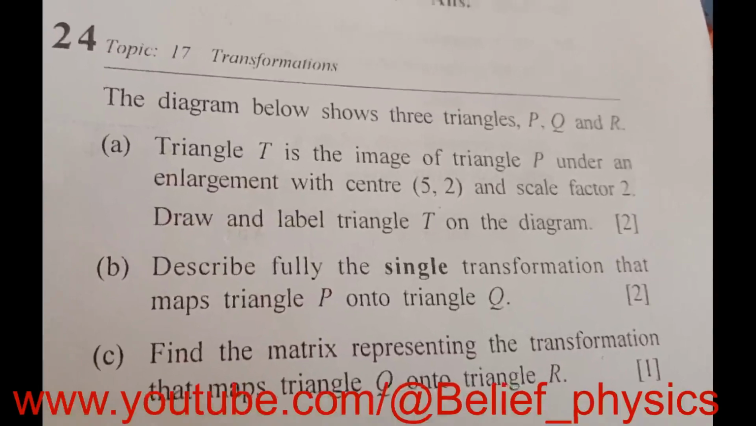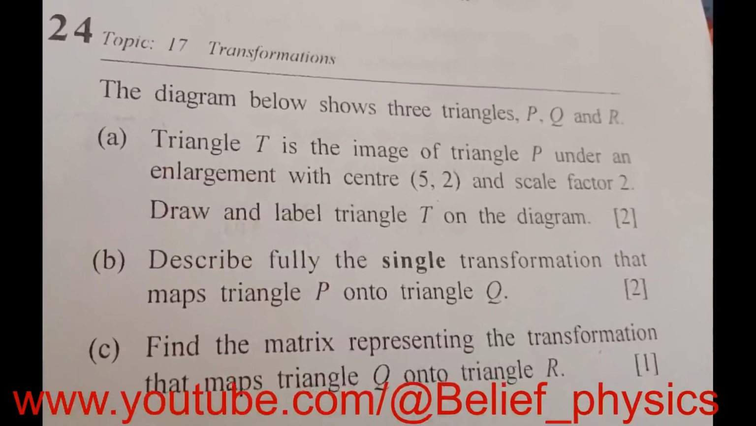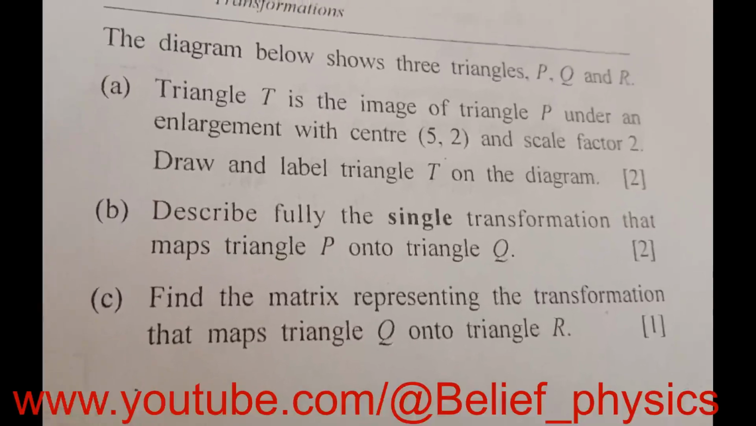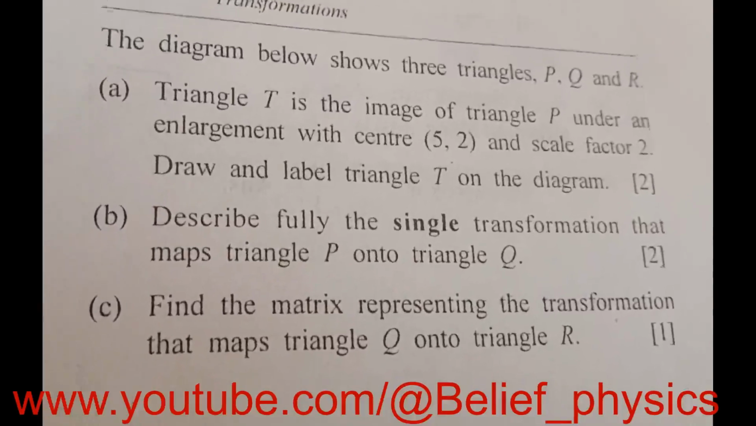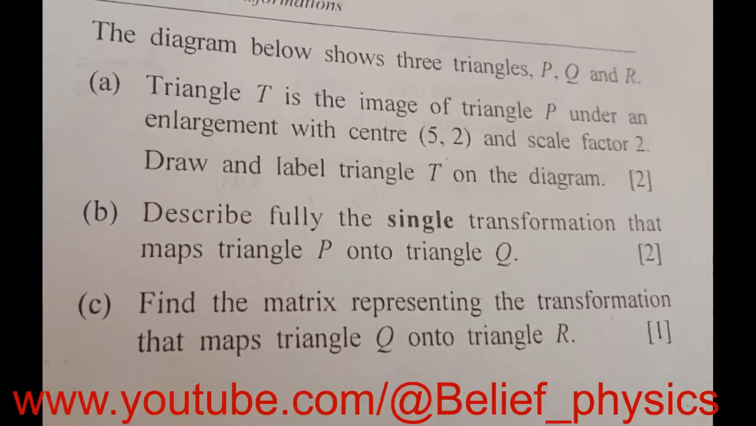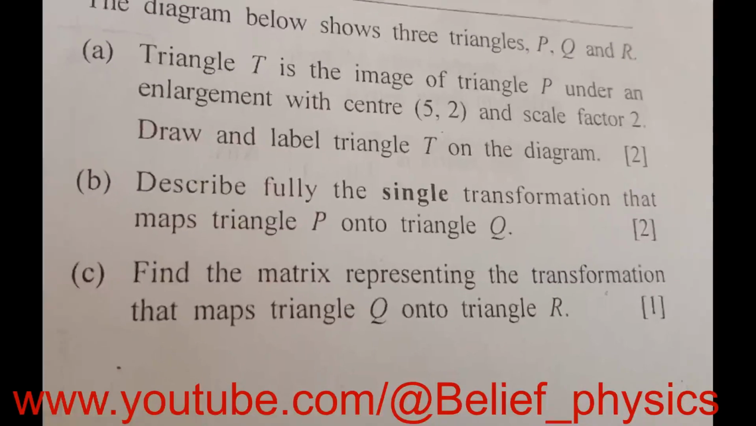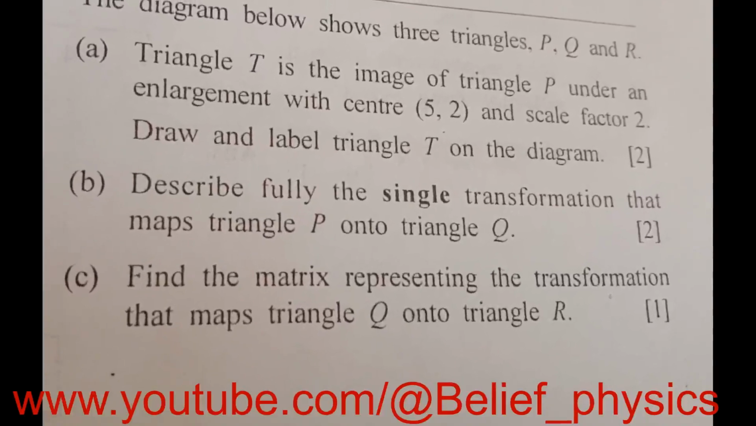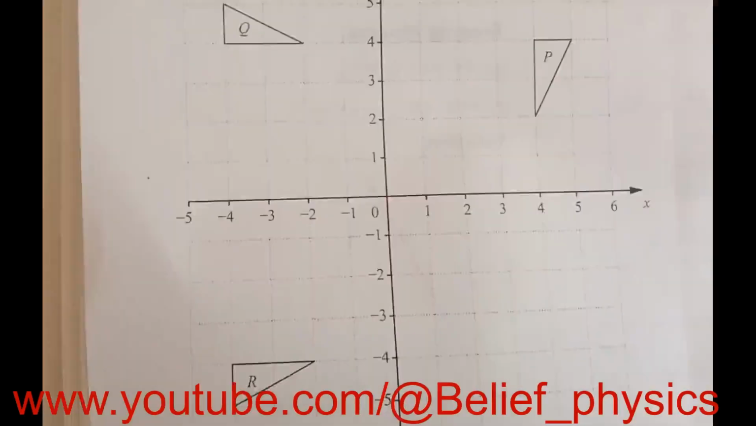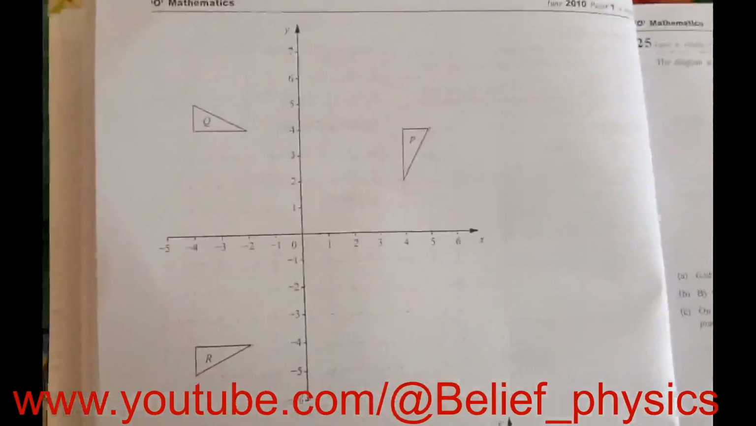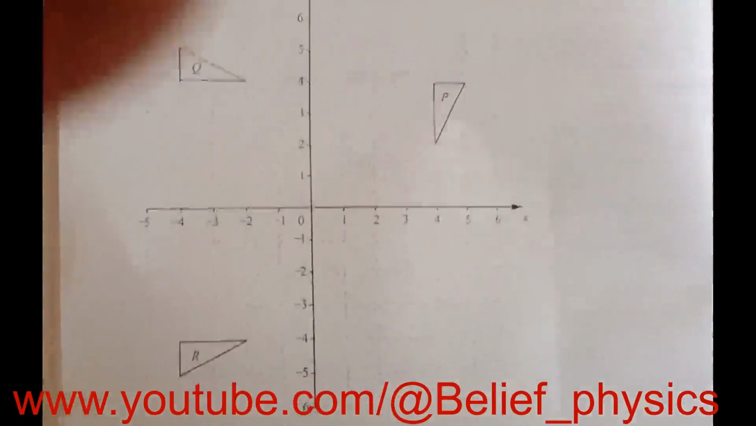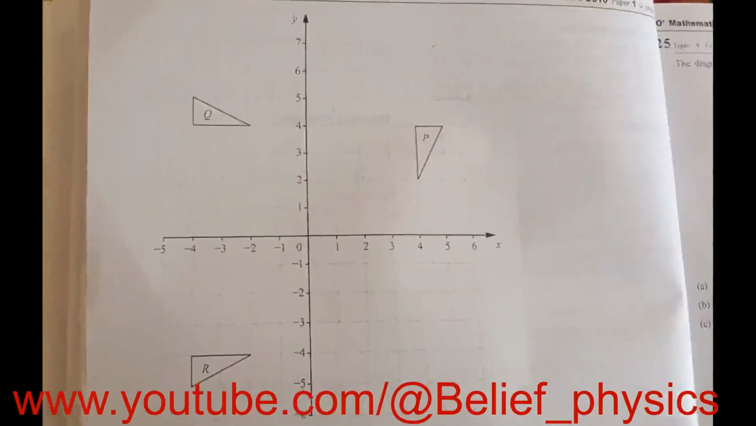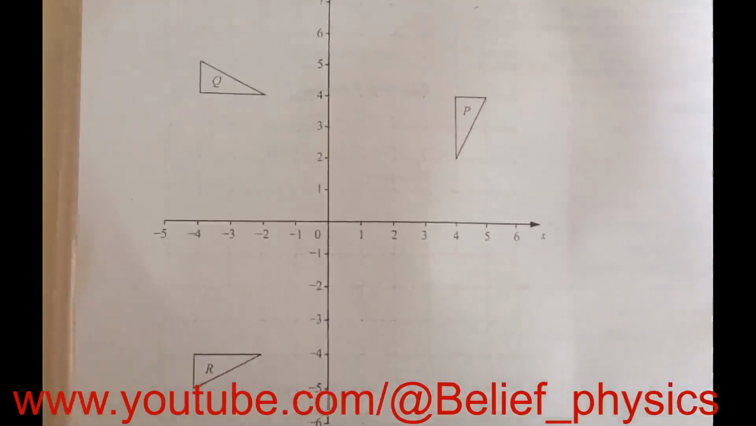Question is, draw and label triangle T on the diagram. It carries 2 marks. B part is, describe fully the single transformation that maps triangle P onto Q. And C is, find the matrix representation of the transformation that maps Q onto triangle R. This is the diagram. Triangles T, P, Q and R are shown in the diagram.